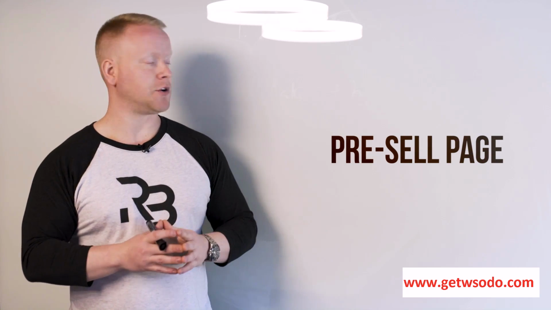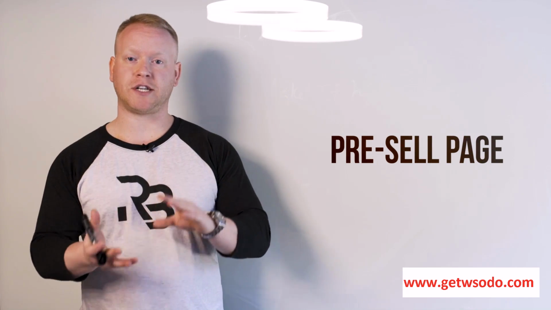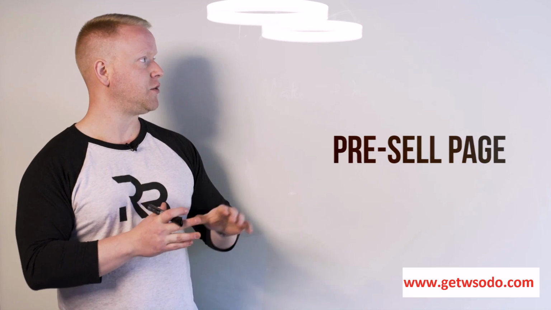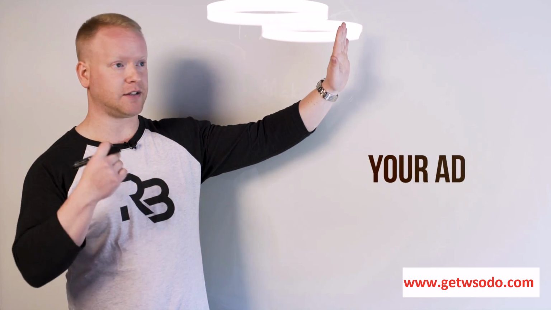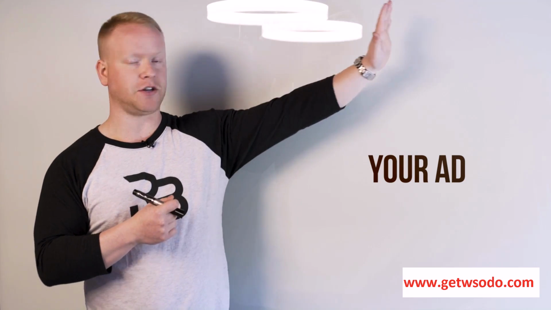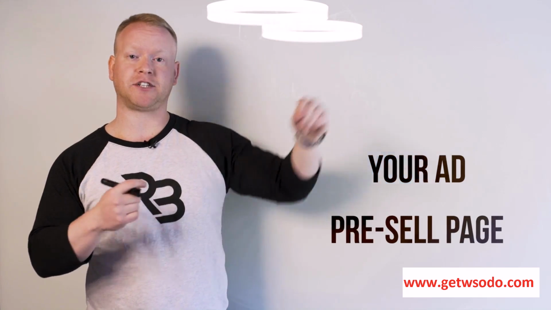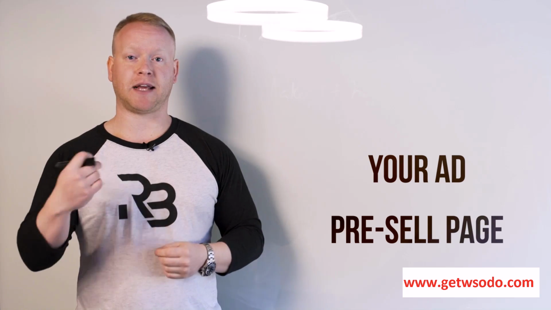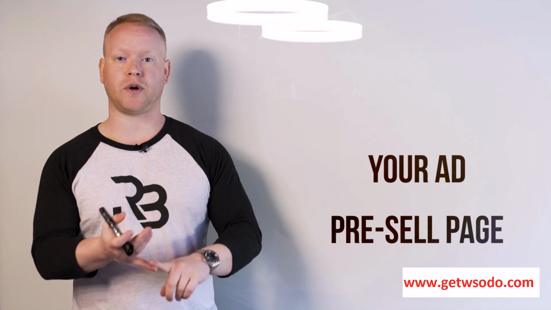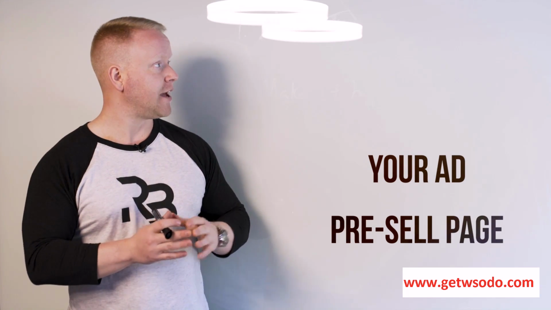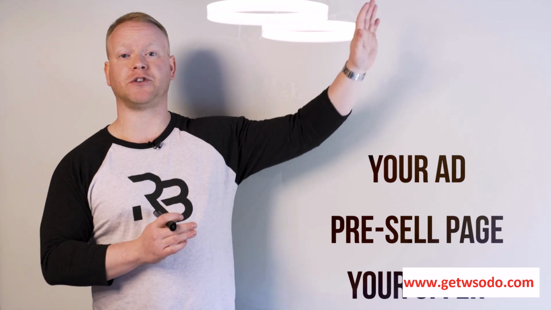Now, the way to combat that and fix it is to have a pre-sell page. Whether it's your quiz or your article lander, the ad gets them to click over, it gets their curiosity, and gets them to go to your pre-sell page. Your pre-sell page starts to agitate that issue and get them more curious, whether it's a quiz or an article lander, and from there they click over to your offer page.